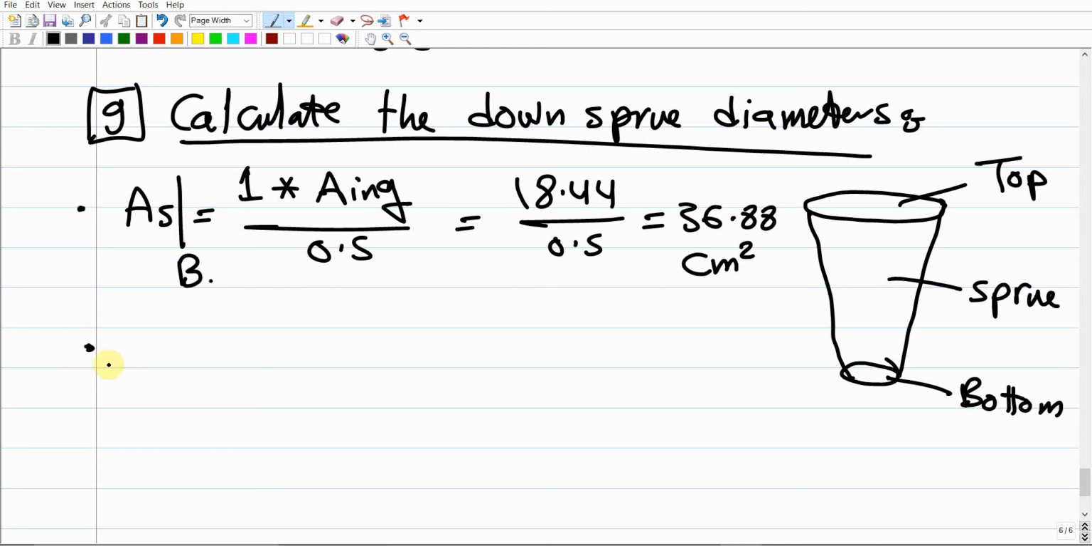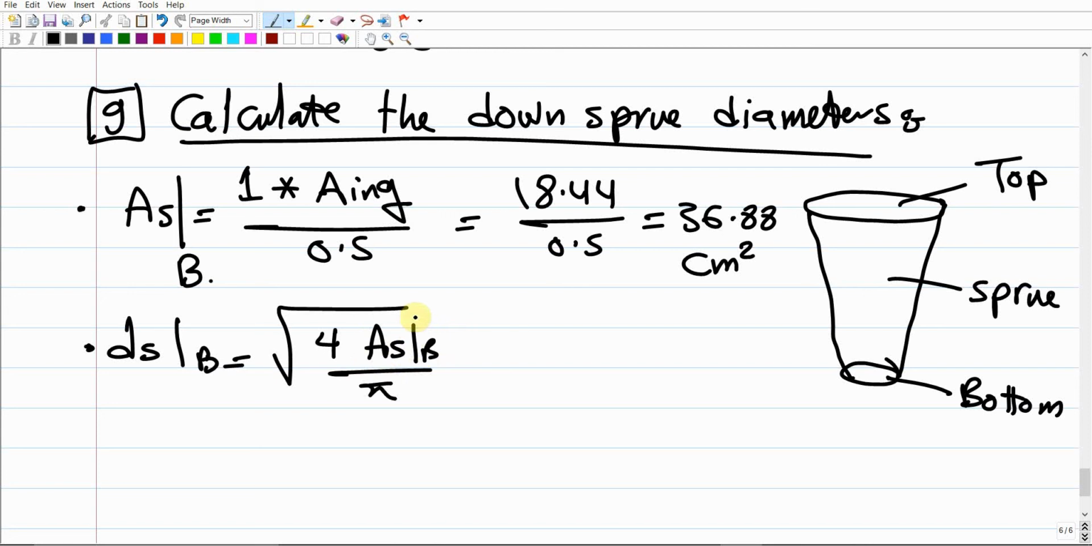All right. So if I ask you how much is the diameter of the down sprue from the bottom area, it should be the square root of 4 times the area of the sprue from the bottom over pi, right? If we do the calculations, we're going to end up with something like 6.8 centimeters. So it's the square root of 4 times 36.88 divided by pi, equal to 6.85 centimeter.